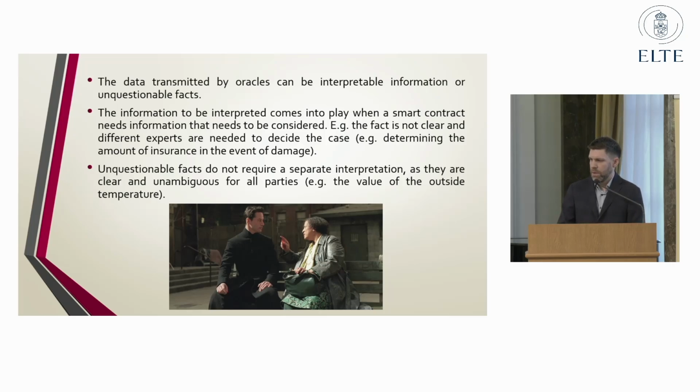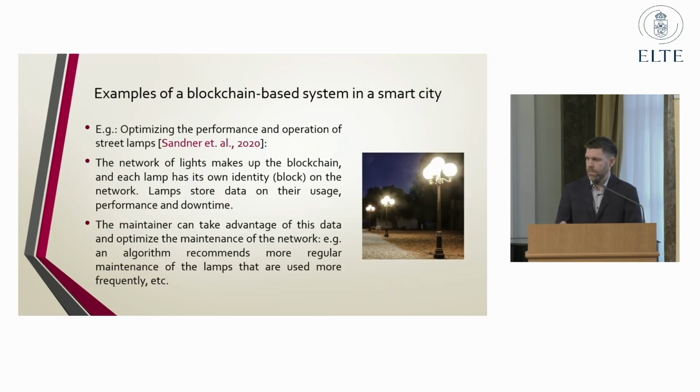Information to be interpreted comes into play when a smart contract needs information that needs to be considered. For example, the fact is not clear and different experts are needed to decide the case, for example determining the amount of insurance in the event of damage. Unquestionable facts, on the other hand, do not require separate interpretation as they are clear for all of the parties, for example the value of the outside temperature.